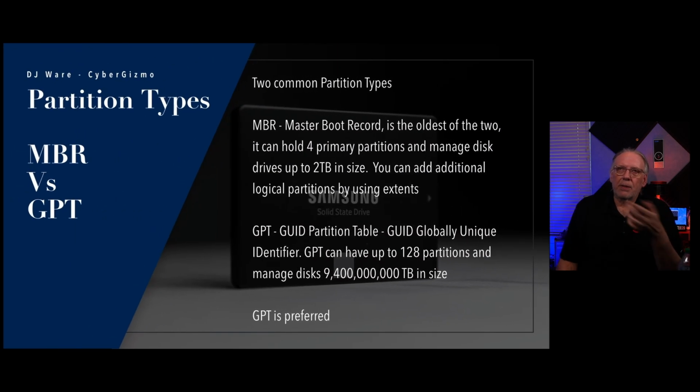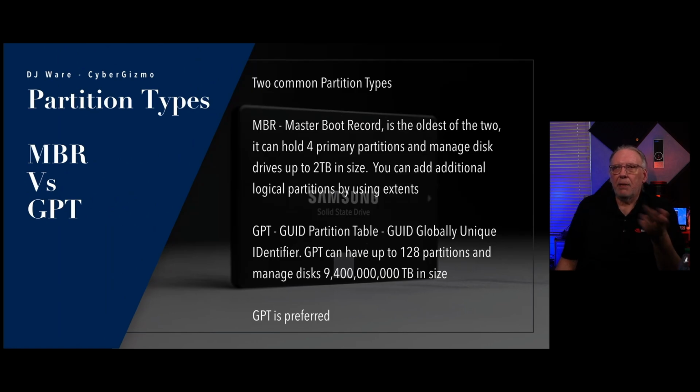The two structures that are most commonly used today, although MBR isn't commonly used too much, at least not by me, but I'm sure there's some people that still use it, are MBR and GPT. The master boot record is the oldest of the two, and it can hold 4 primary partitions, and it can manage drives up to 2 terabytes in size, which is the reason why you don't see MBR too much anymore. So can you add additional partitions once you've filled up the 4? Yeah. You can do the first 3 and then turn the 4th one into a special type of partition called an extended partition, and then you can add additional logical partitions to that. But then you've got another structure the drive has to go through, so it's not really optimal.